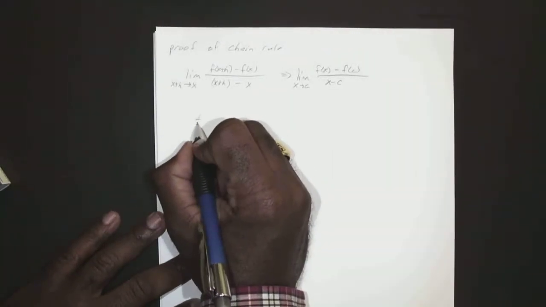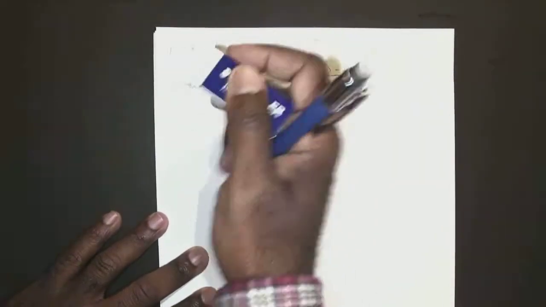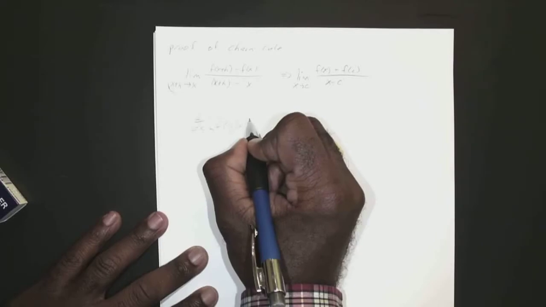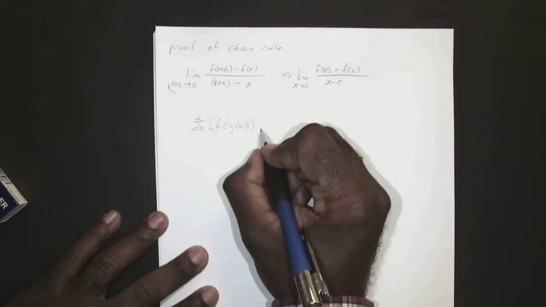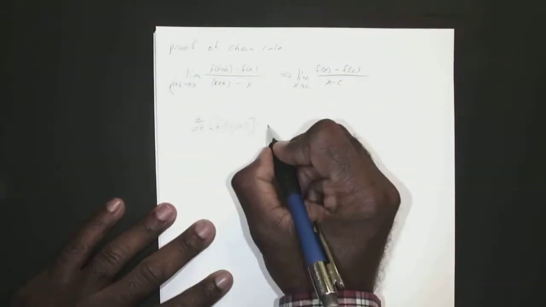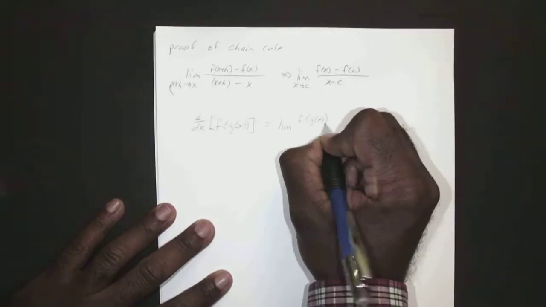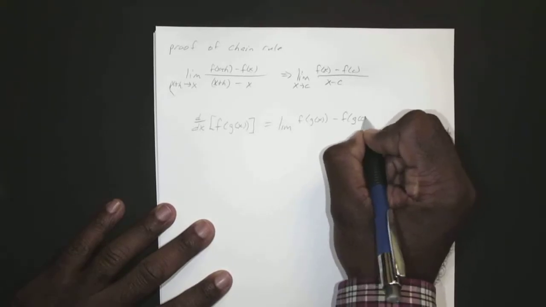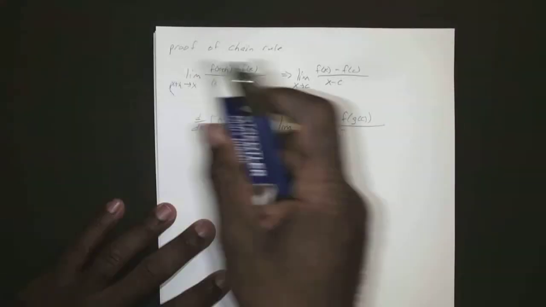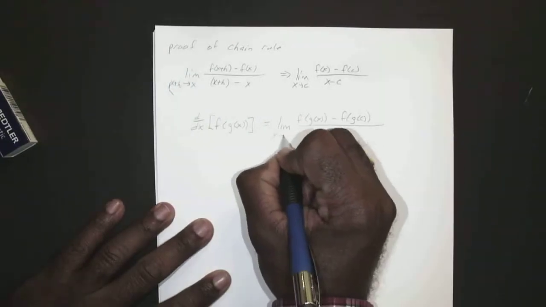So we know that our derivative with respect to x of f of g of x. Oh, forgot a bracket. There we go. That's going to equal the limit of f of g of x minus f of g of c all over g of x minus x minus c. Sorry about that. As x approaches c.